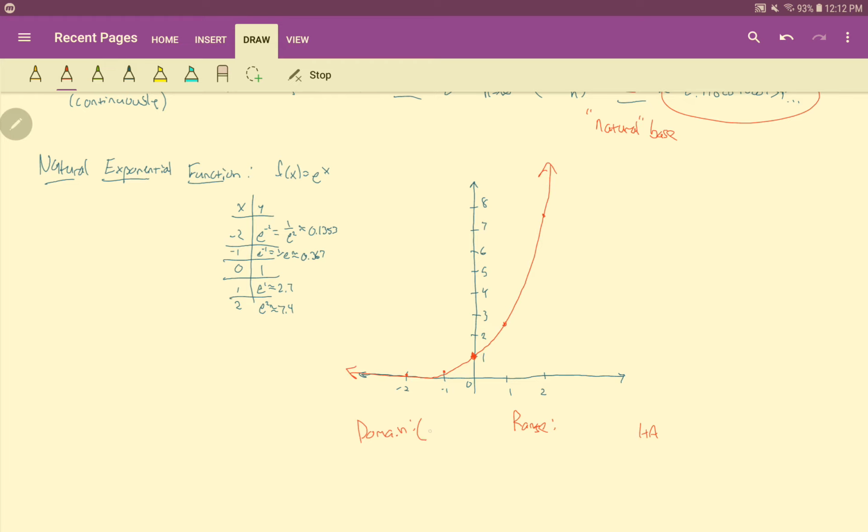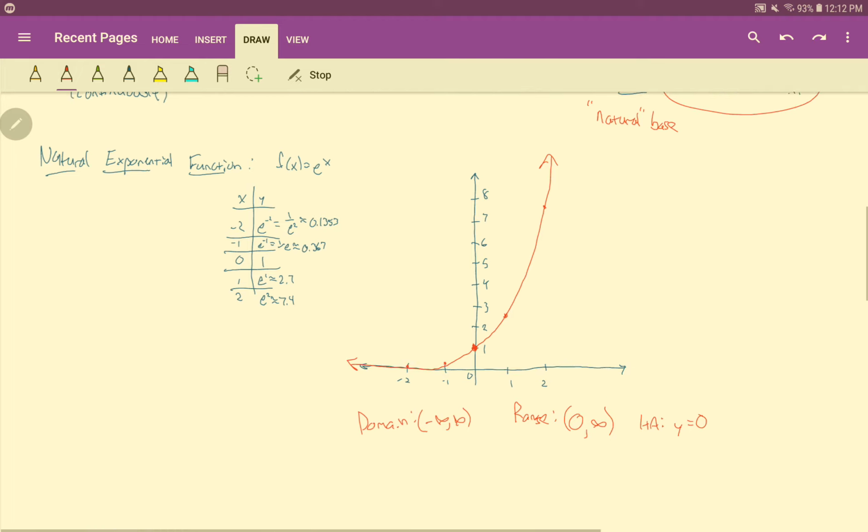Okay, domain is still negative infinity to infinity. Range, what's the lowest y value? Well, it's going to be 0, right? It doesn't get down to 0 though, so put a parenthesis there next to it, and it goes up to infinity. And the HA, horizontal asymptote, is going to be y equals 0. Again, you can see it very clearly here. We're not going to cross that x-axis.